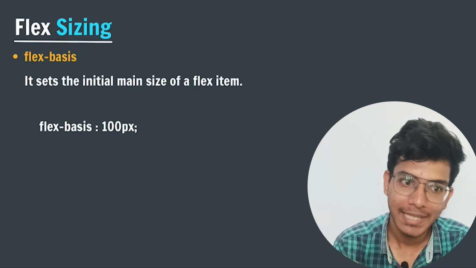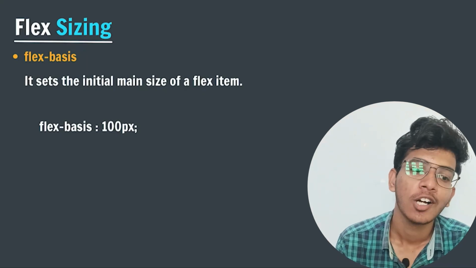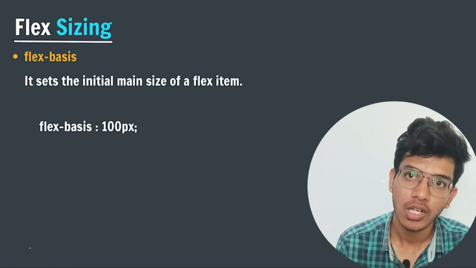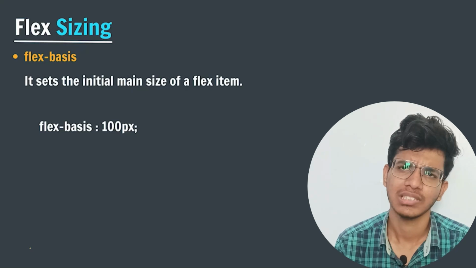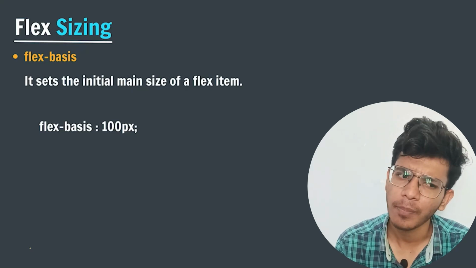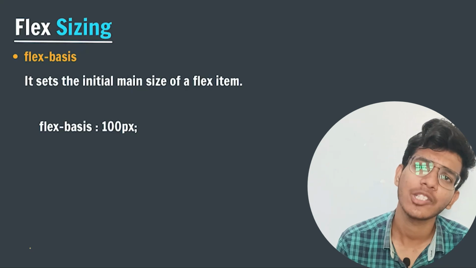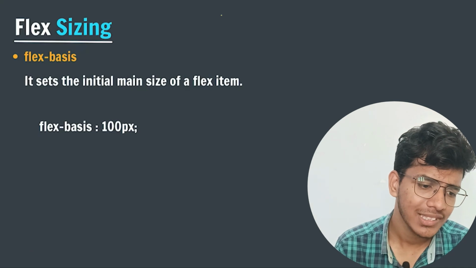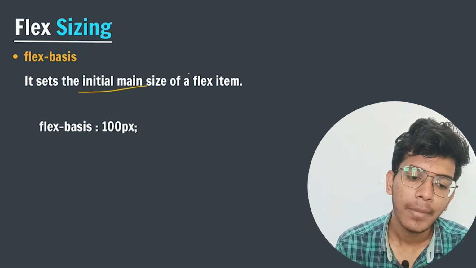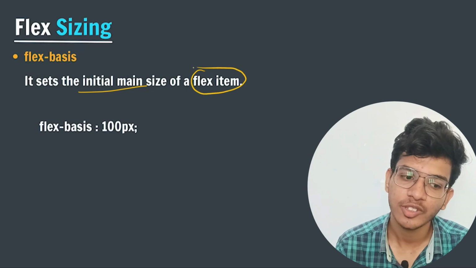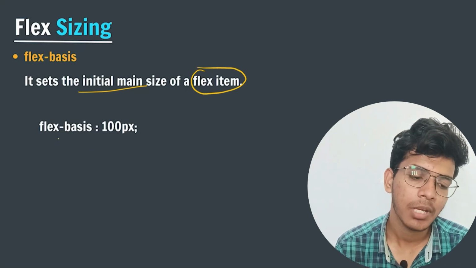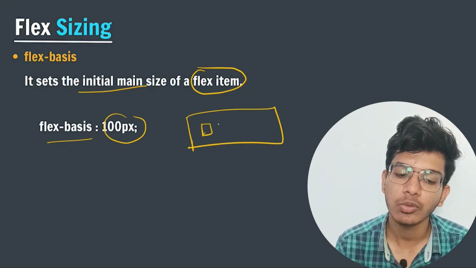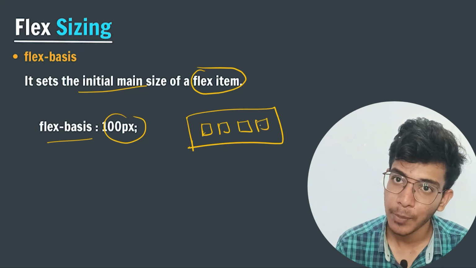So the final property of our Flexbox model is flex sizing. Using the concept of flex sizing, we can change the initial width and height of a particular child element with respect to the parent element, right? So flex-basis is used to set the initial main size of your flex items. Let's say I am giving flex-basis as 100 pixel. So initially all the child elements inside will have a default size of 100 pixels.